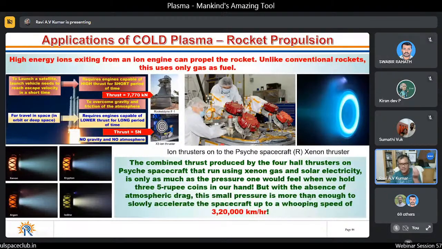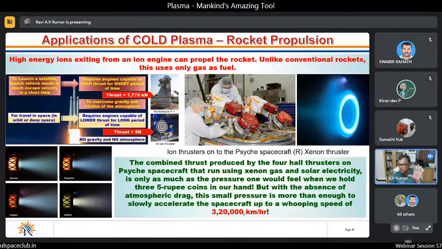And these ion engines produce such a small force. That force is not more than keeping 5 coins in your hand. That's the force it generates. But over a long period, it can generate a velocity of 320,000 kilometers per hour for that spacecraft. You can imagine how powerful such small engines are.